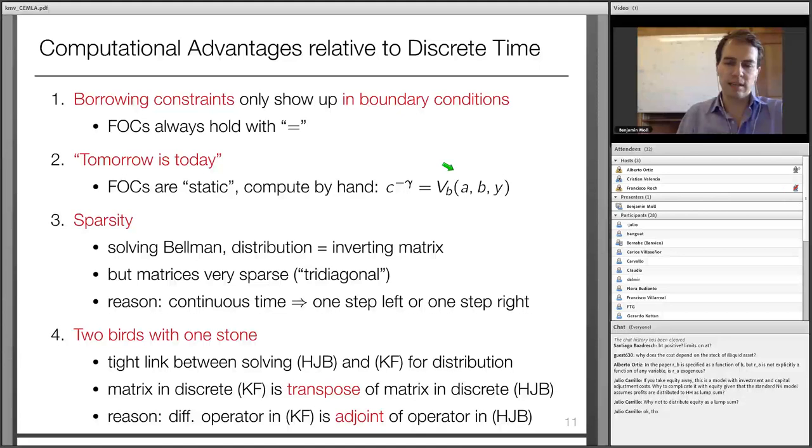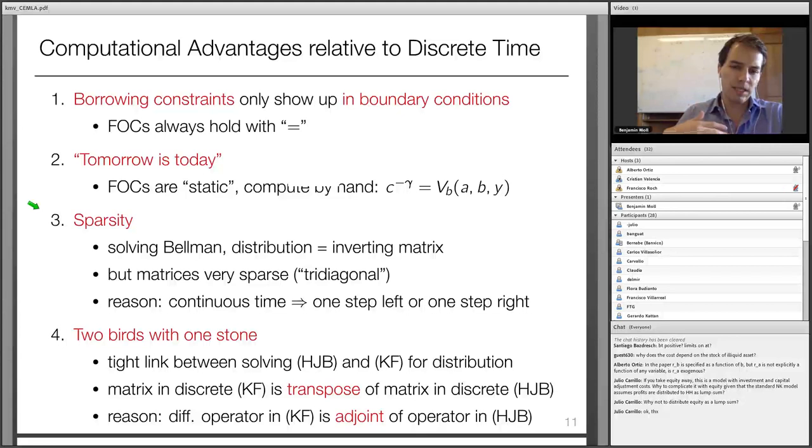The third thing, this is really where the main speed gains come from, is what I call sparsity. The key thing here is that solving a Bellman equation or distribution really doesn't look that different from what you do in discrete time. In particular, you typically want to invert a bunch of matrices. So when you solve a Bellman equation, you discretize the state space, you guess a vector for the value function, and you iterate on it somehow, and at each iteration you're going to have to invert a matrix.